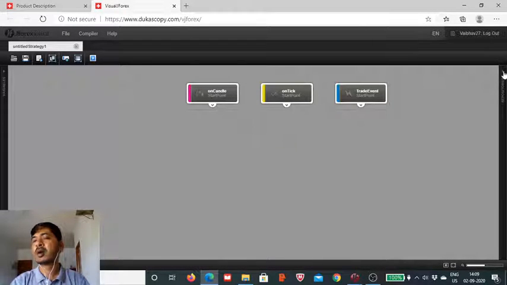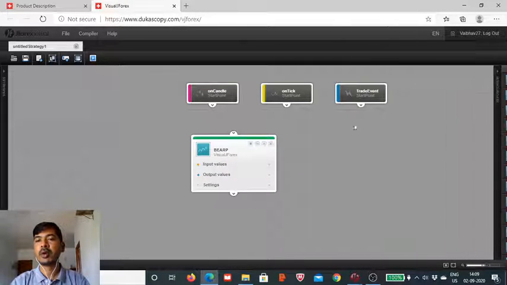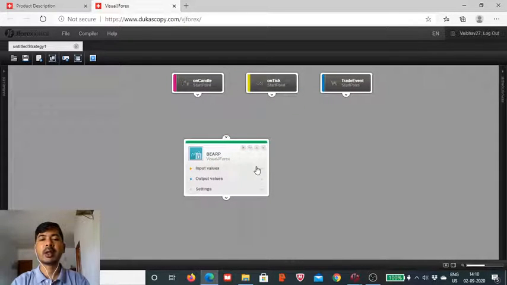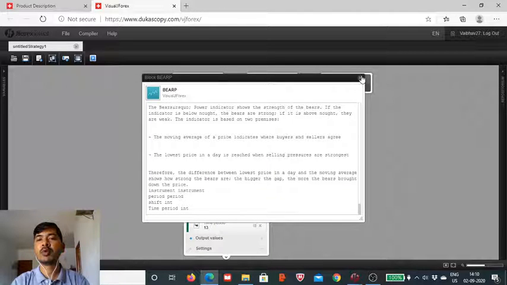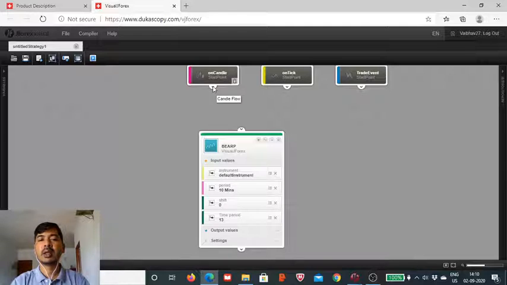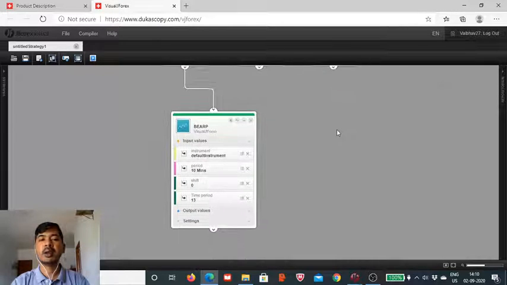This is developed by the Dukascopy Bank SA, using which we can develop our own profitable algorithmic setup. This is an indicator block of the bear power. Here you have the info for these indicators, technical details. As the start point for today's session, we keep on candle.